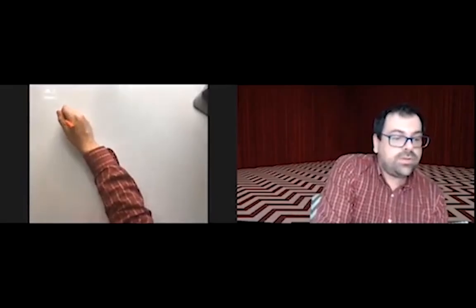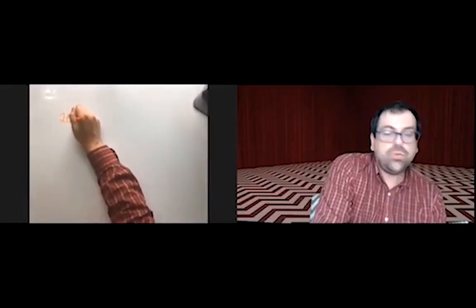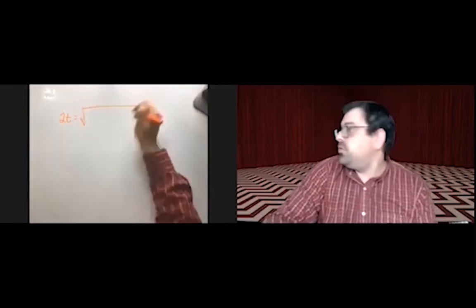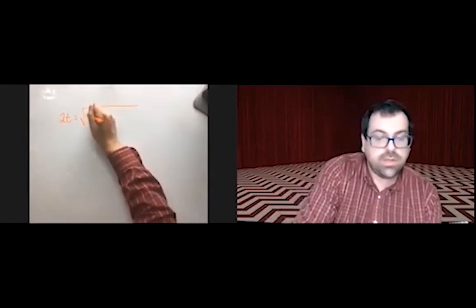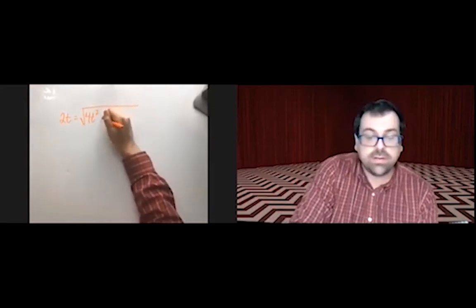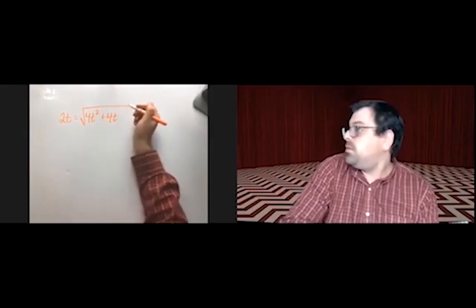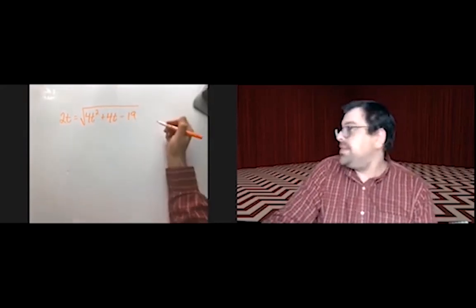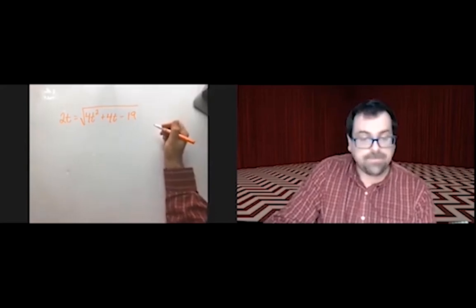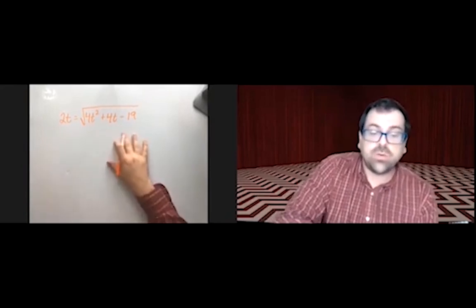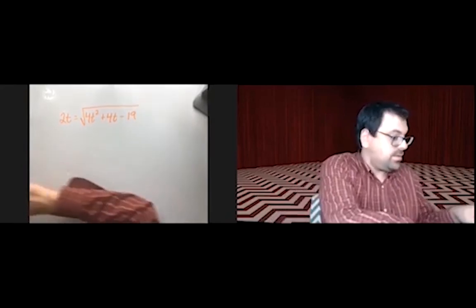Let's solve 2t equals the square root of the trinomial 4t squared plus 4t minus 19. We have the radical by itself. Let's go ahead and square both sides.